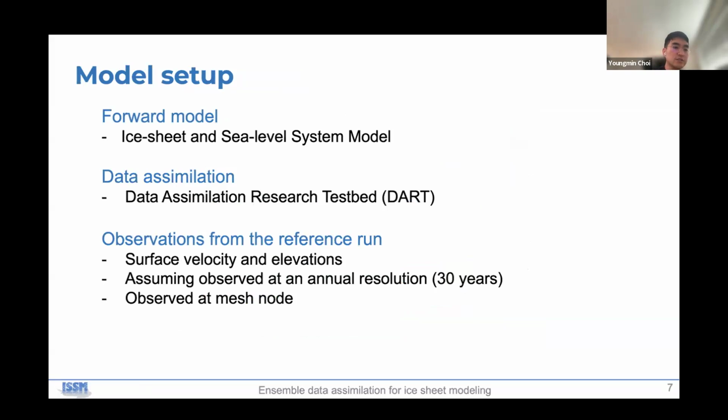So this is the twin experiment. The observations are extracted from the reference run. The observations we are trying to assimilate here are surface velocity and surface elevation, assuming that they are observed at annual resolution for 30 years, which means every year for 30 years. And we also assume that they are observed at every ISSM mesh node, which means full spatial coverage of the model domain.